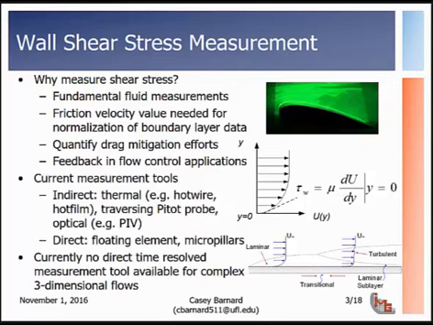Currently, methods for measuring shear stress include indirect and direct methods, where indirect is generally either a traversing hot wire probe or PIV, where you're doing a velocity field estimation and then doing a fit to the wall to get some estimation of shear stress. But it's always based on velocity. It's not a direct measurement. Direct tools include floating element and micropillar approaches, but unfortunately at this current time, there is no commercially available tool that can do direct time-resolved measurements in complex 3D flows.